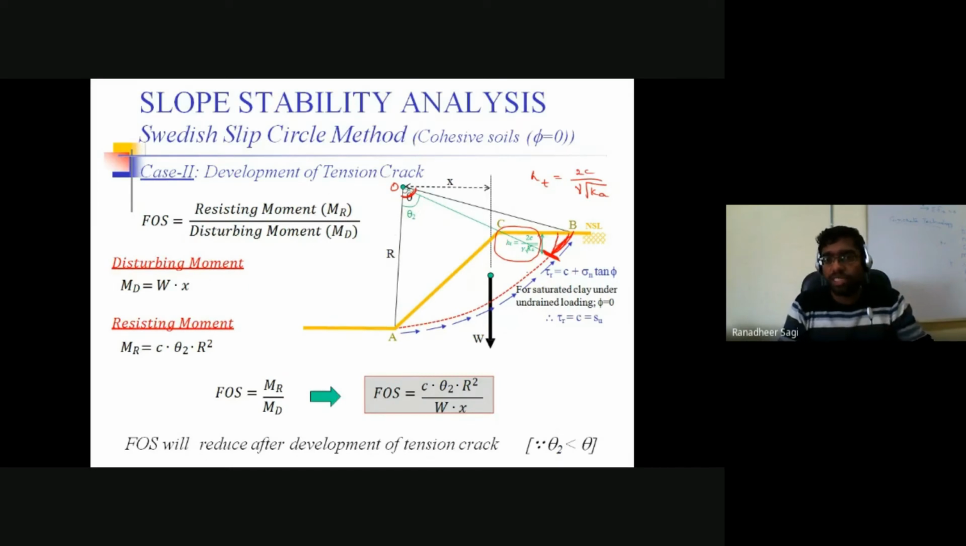But now because of that tension crack which developed in the ground, what you have seen is the failure surface is getting developed only till here. There is no further extension of your failure surface because already that region of the soil has failed. Then if I represent this end of the failure surface with your OC line, what is the angle that is subtended there between OA line and OC line now? Let's say it is something theta 2.